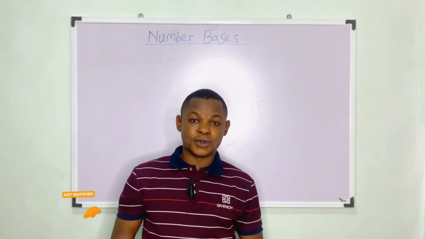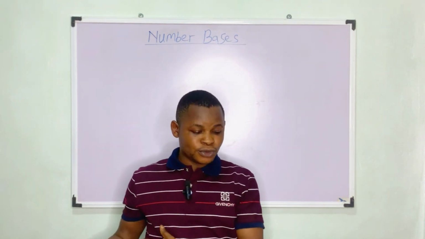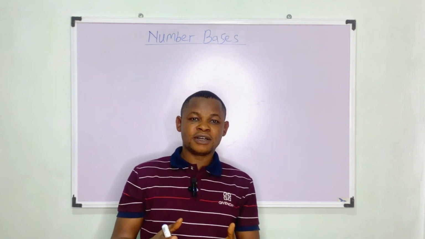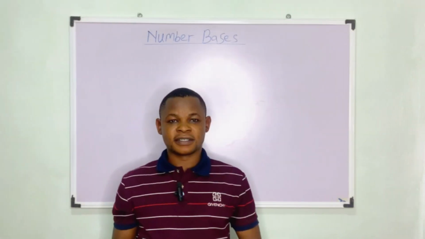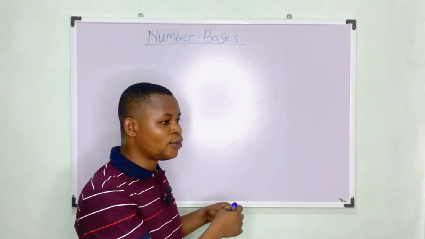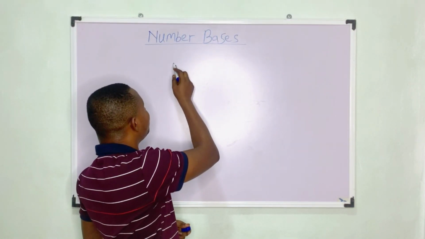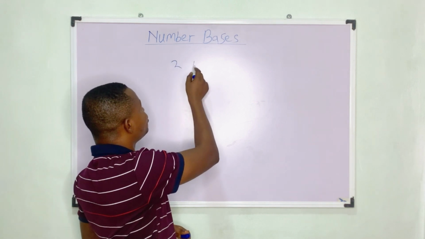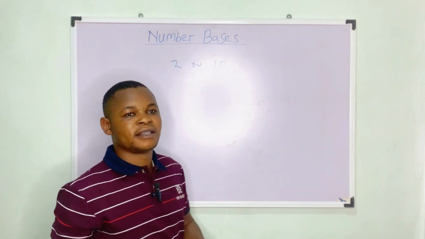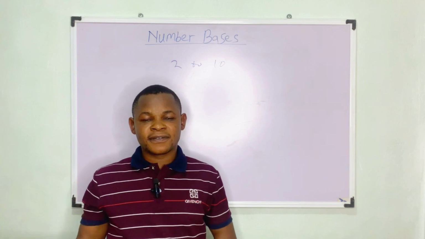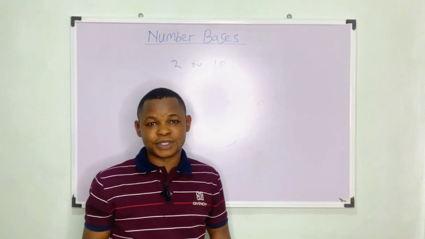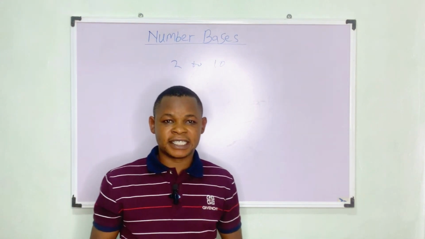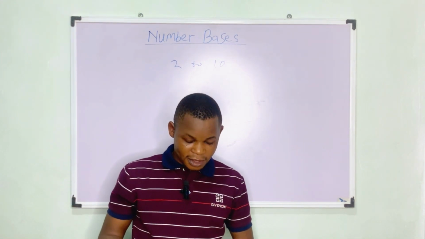So in this video, we're going to take you through how to do conversion from one base to another. We're going to cover base 2 to 10. Of course, we have more than that. We have up to base 16, which is the hexadecimal.